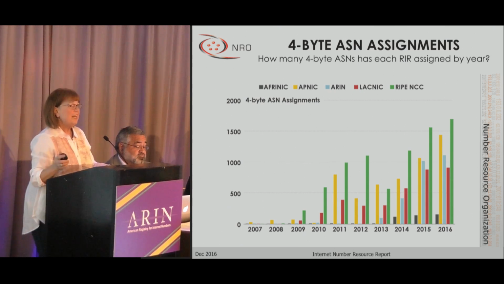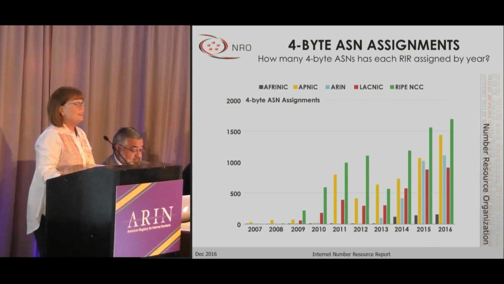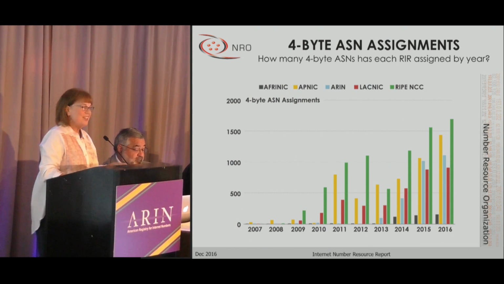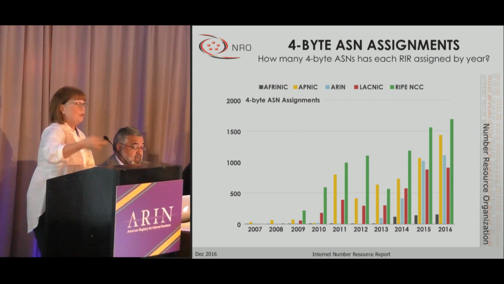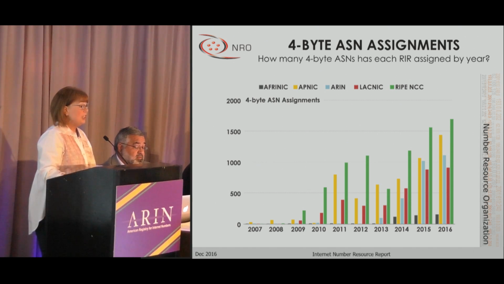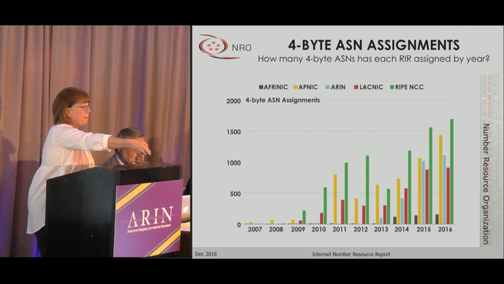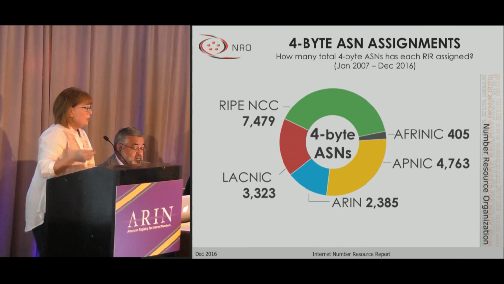And we broke out the 4-byte ASNs. We were tracking this separately because initially they were not being accepted by the community. ISPs were having a difficult time, so we broke them out to show that early on we were not issuing very many of them. And then as we ran out of 2-byte ASNs, we had no choice but to issue the 4 bytes by default. So at this point, all 5 of the RIRs are issuing mostly 4-byte ASNs, and we hear very few problems from our community about the 4-byte ASNs. And this is the cumulative totals for the 4-byte ASNs.